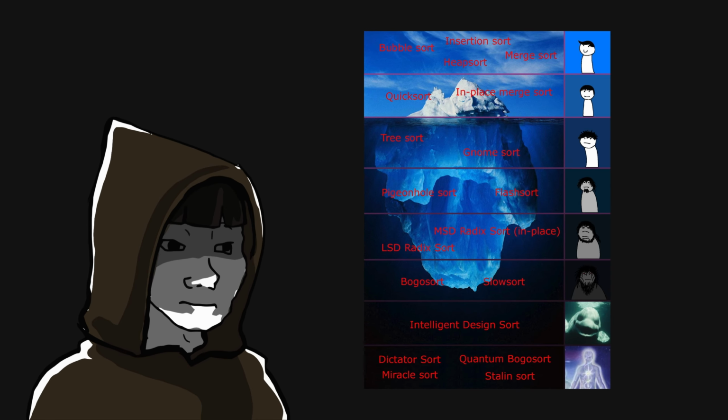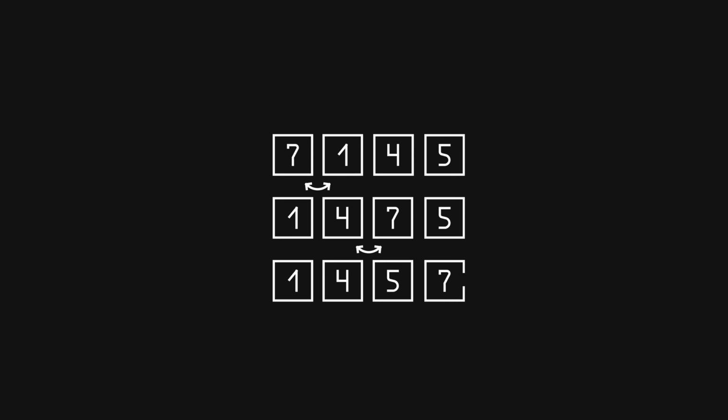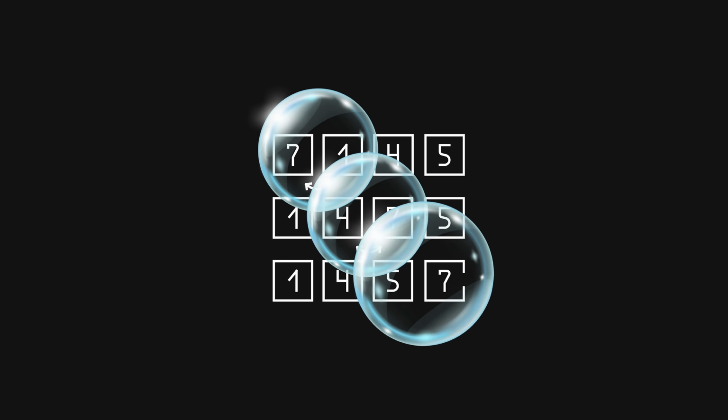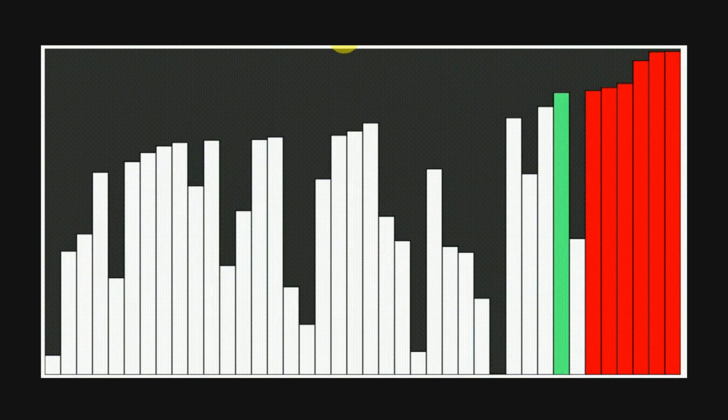Today let's descend the sorting algorithm iceberg. Let's go. The bubble sort repeatedly steps through a list, swapping adjacent elements if they're in the wrong order until the whole thing is sorted. It's easy to implement but painfully slow with large lists.